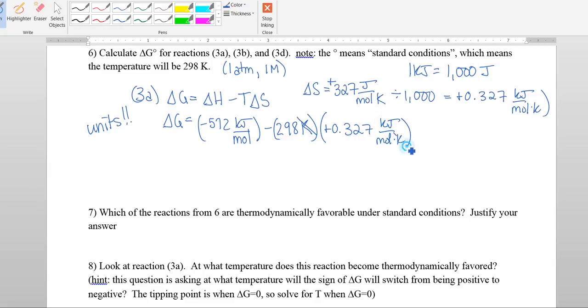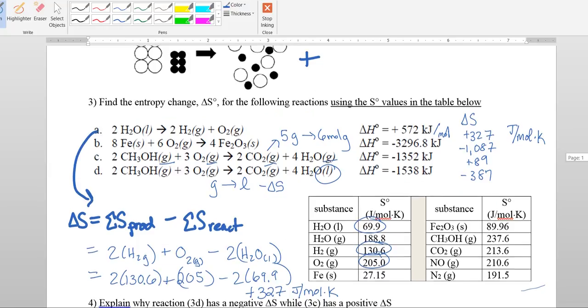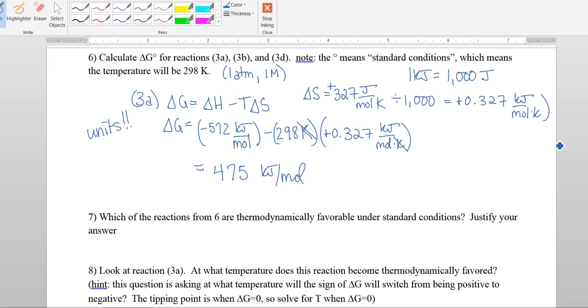This is how I know my temperature needs to be in Kelvin, because that's showing up in my S value there. Everything else cancels out, and I'm left with 2 values that are both in kilojoules per mole. When I plug this all into my calculator, I end up with 475 kilojoules per mole. Let's see, I had the sign wrong. Whoops, because this is supposed to be positive. Sorry, this is a positive H value. So I end up with a positive value here at the end.